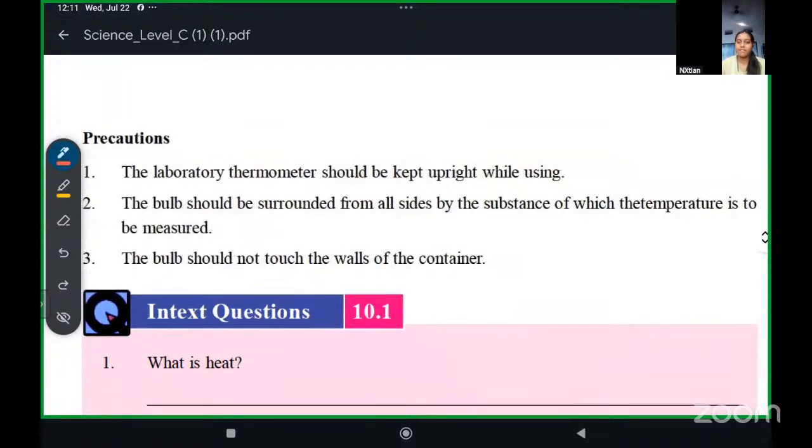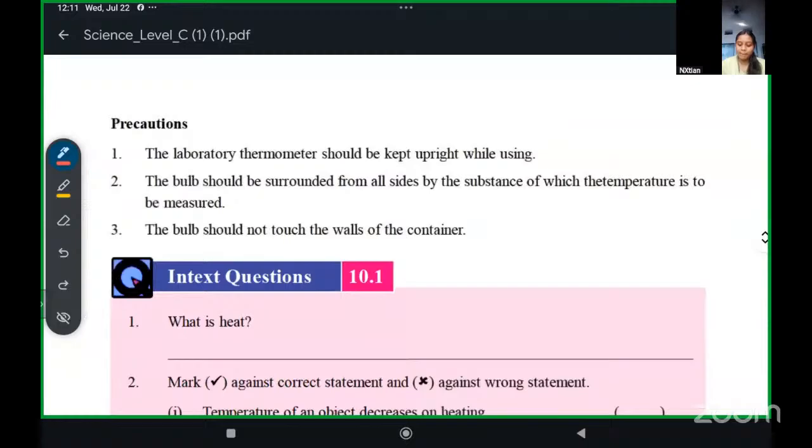Now, precautions to take while using a laboratory thermometer. It should be kept upright, straight. The bulb should be surrounded from all sides by the substance whose temperature is to be measured. If you are measuring a liquid, the bulb, the front part of the thermometer, should be surrounded by that substance from all sides. The bulb should not touch the walls of the container.